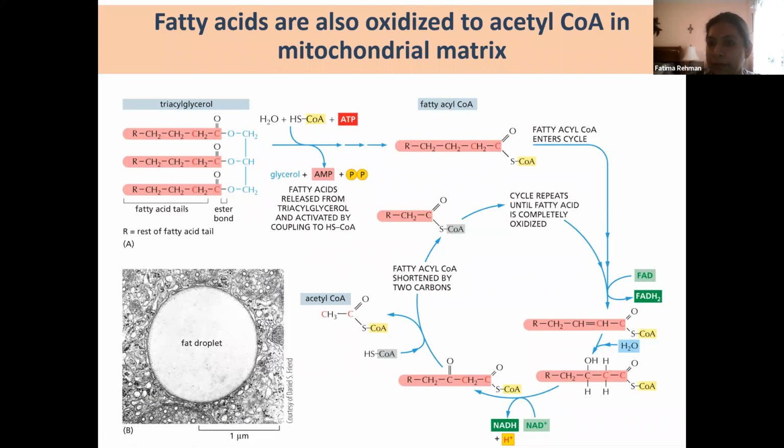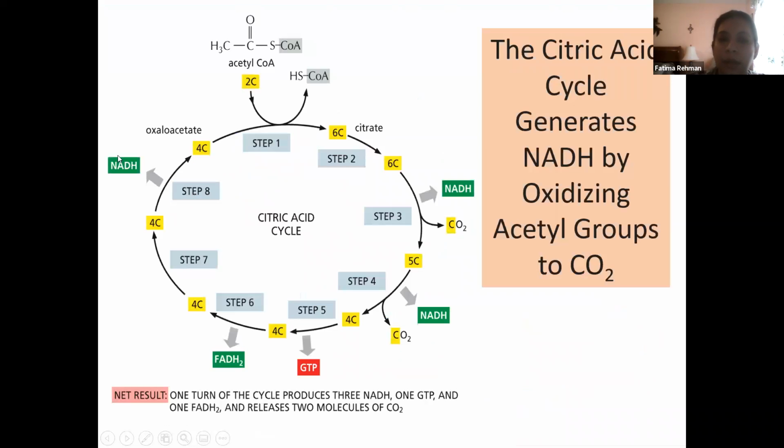Okay, you don't need to know exact structures, but you do need to know the individual steps. Again, in the citric acid cycle, you will notice that there are many, many steps. There are about 8 steps each time they go through the cycle. And you're going to be releasing 3 NADH and an FADH molecule as a result.